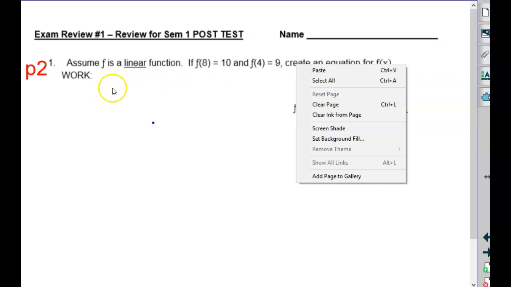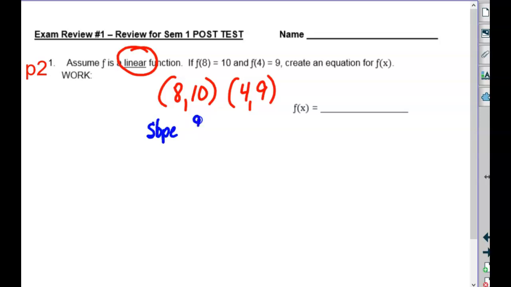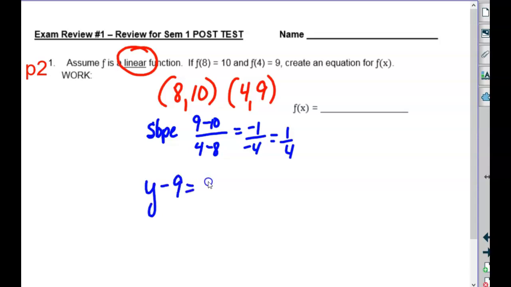This is a linear function, so it's a line. When they put in an 8, they got out a 10. When they put in a 4, they got out a 9. Okay? So what you were taught to do is find the slope. 9 minus 10 over 4 minus 8, change in y over change in x. The slope is 1/4. And then use point slope, like y minus 9 equals 1/4 (x minus 4). I'm using this point in point slope.